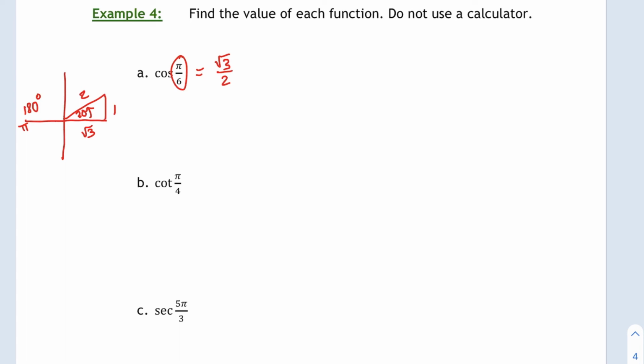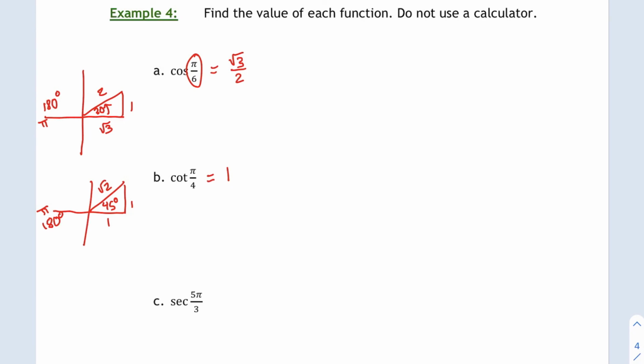Same idea with cotangent of pi over 4. Again, pi is 180 degrees, so if we go 1/4 of that, we're at 45 degrees. And then thinking about our special triangles, if we want cotangent, that would be adjacent over opposite, which is just going to be 1 over 1. So cotangent of pi over 4 is just 1.